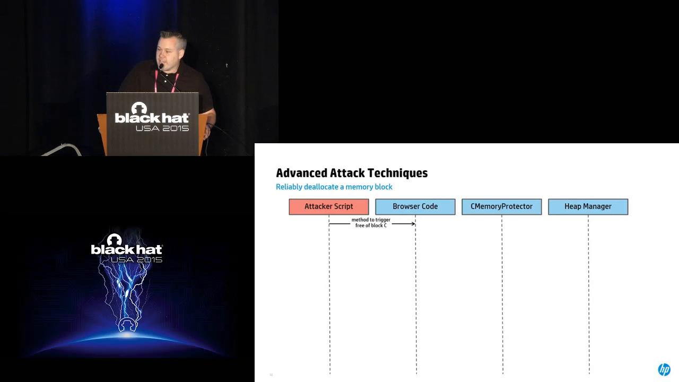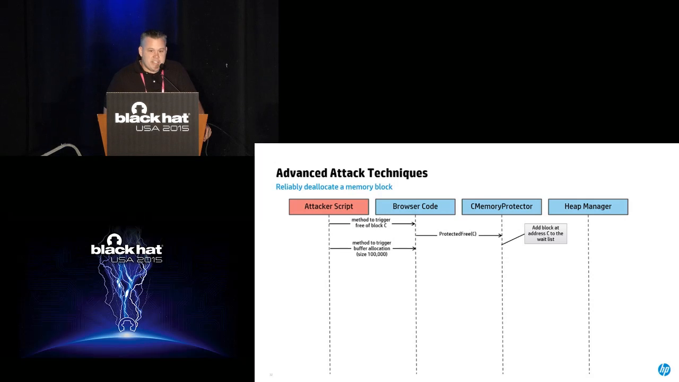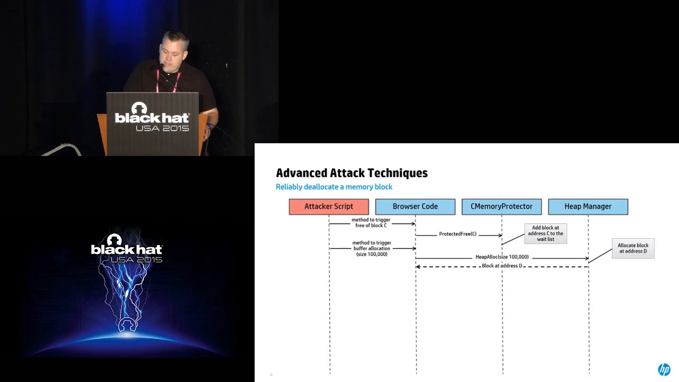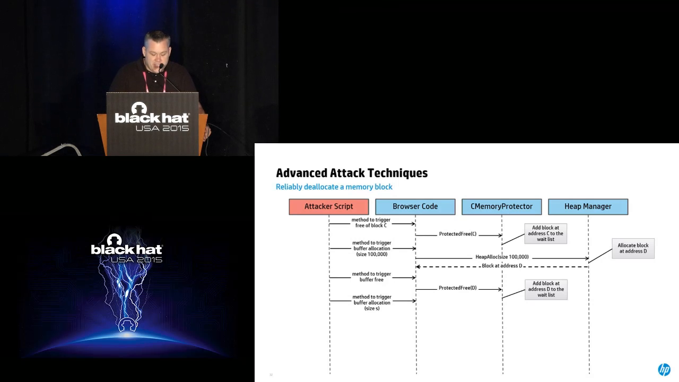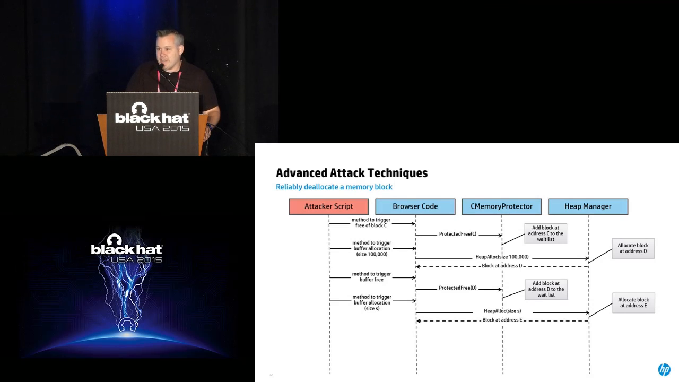Next, we're going to launch our attack against, in this case, what we're going to call block C, which is the block that we want to use in the use after free attack. First, we're going to add block C to the waitlist by calling protected free on it. So at this point, block C is on the waitlist. Then we're going to allocate a block of 100,000 bytes. We'll call this block D, and we're going to call protected free on that block, which will add the block to the waitlist. Then we're going to force reclamation of blocks C and D by allocating another block and calling protected free on it.